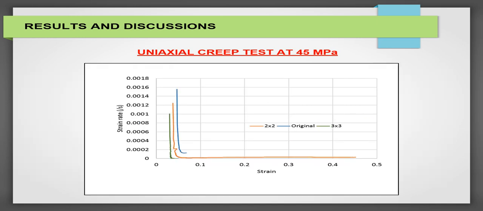Okay, this slide shows the strain rate versus strain for the 3 samples at 45 megapascals. The original sample clearly has reached the end of the secondary creep stage before failing, while the 2 by 2 and 3 by 3 samples all failed at the secondary creep stage if you compare to our original typical creep curves for plastics shown at the beginning.